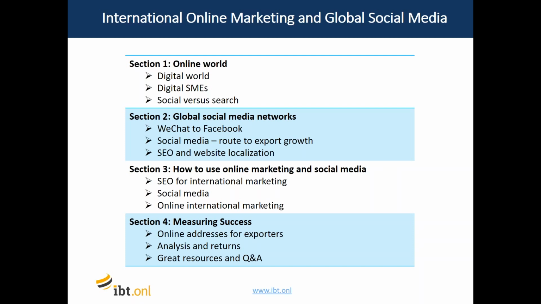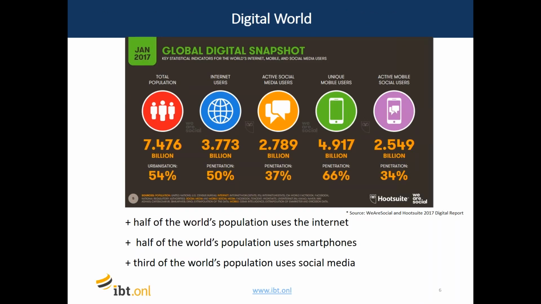So without further ado, I thought I'd just start off with this little slide and picture here from an organization called Hootsuite and We Are Social, who just produce these snapshots of the online world on an annualized basis. And it's worth just looking at the numbers for a second. Out of a total population of 7.5 billion, nearly 4 billion are internet users. So, over half of the world's population uses the internet. Now, this is quite amazing.